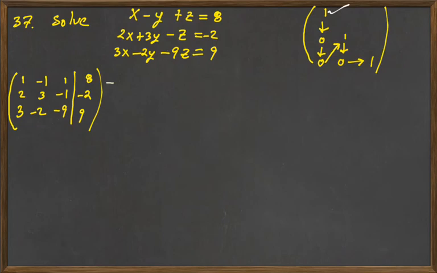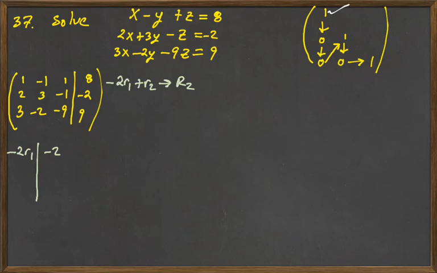The next thing we'd like to do is make a 0 here and a 0 here. Those are both in column 1, so we're going to use row 1. We're going to use negative 2 and negative 3 for rows 2 and 3, respectively, to get those zeros. So we're going to do negative 2 row 1 plus row 2 to replace row 2.